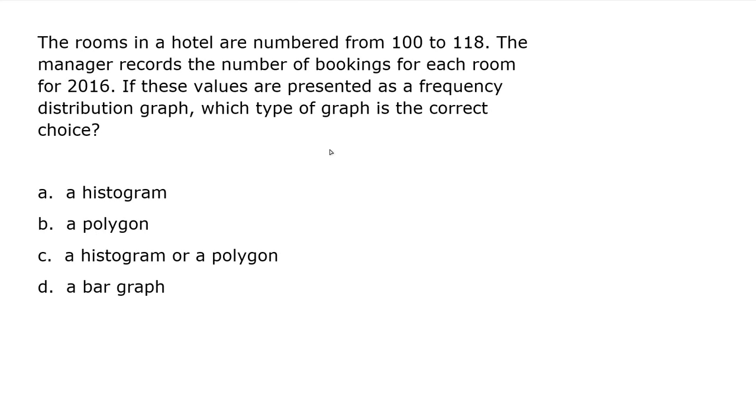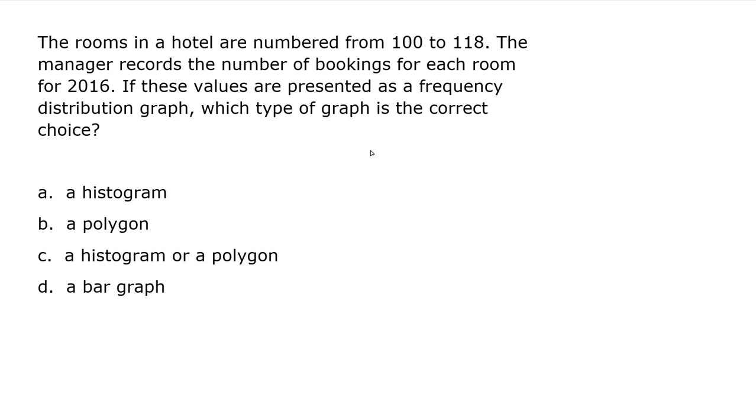The rooms in a hotel are numbered from 100 to 118. The manager records the number of bookings for each room for 2016. If these values are presented as a frequency distribution graph, which type of graph is the correct choice?